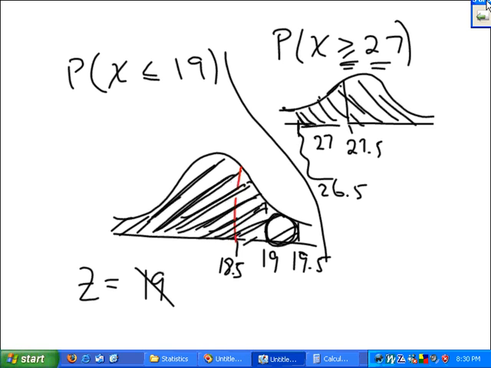When we go to compute the z-score, z is equal to x minus mu over sigma. For x, I would not put 27. In this case, I'd put 26.5. That's when you want to use the normal to approximate binomial problems. Let's try another problem.